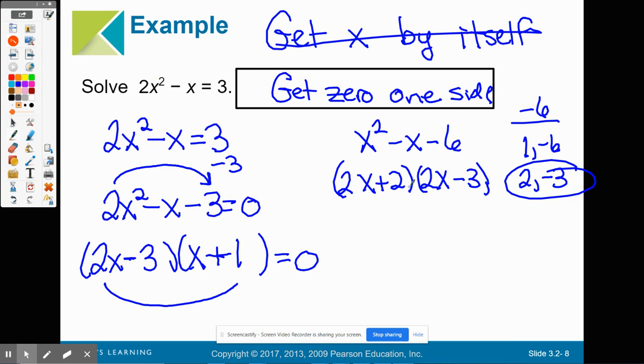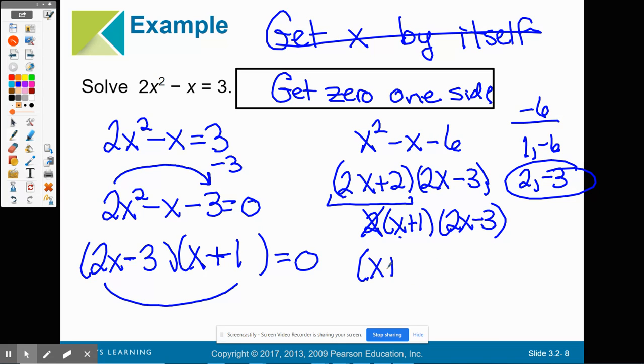Then you look for GCFs. Does 2x plus 2 have anything in common? Yeah, it has a 2 in common. That would leave you with an x plus 1. 2x minus 3 does not have a GCF, so that's 2x minus 3. And then what we do with the GCF is we just throw it away. Either way, you'll get the same factors, x plus 1 and 2x minus 3.